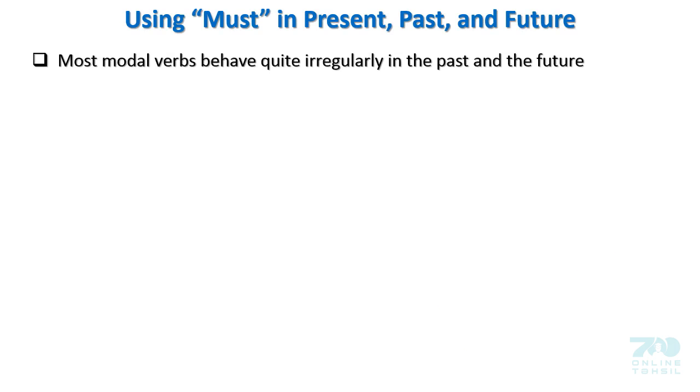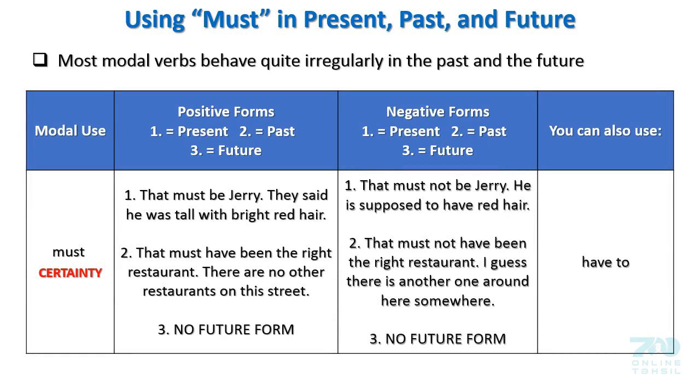Using must in present, past and future. Most modal verbs behave quite irregularly in the past and the future. Study the chart below to learn how must behaves in different contexts. Positive form. Present, past, future. Must. Certainty. 1. That must be Jerry. They said he was tall with bright red hair. 2. That must have been the right restaurant. There are no other restaurants on the street.